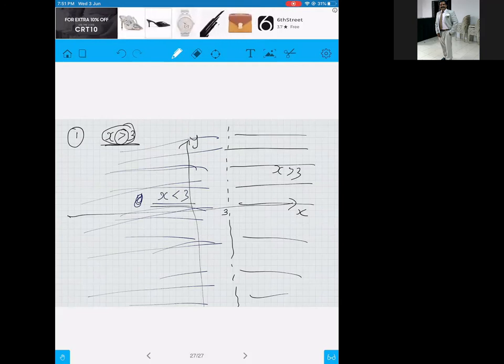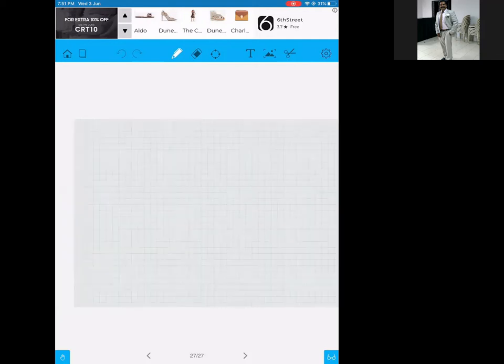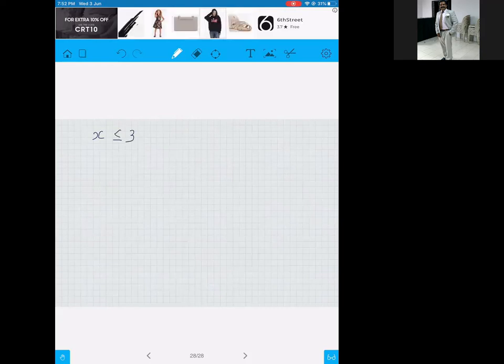Then you might be wondering, sir, why are we drawing a dotted line? When will we draw a pure bold line? Say for example, I need to represent this expression, x less than or equal to 3. When we are in this condition, we have to draw a bold line. So this is the y-axis, this is the x-axis. Then we have to draw a bold line.